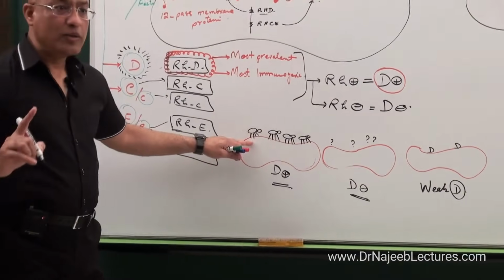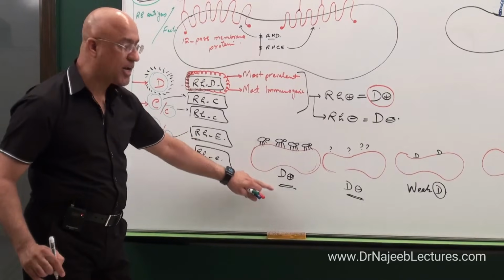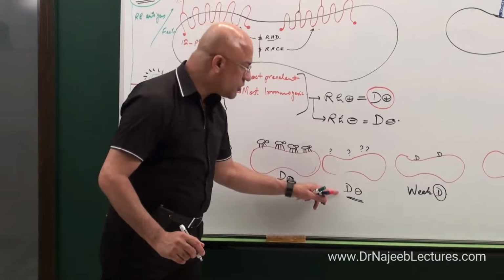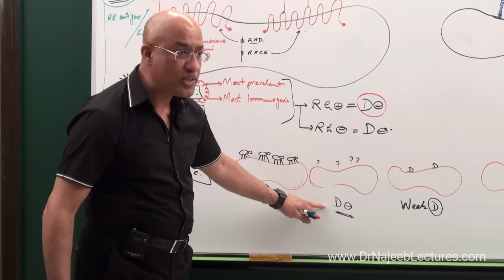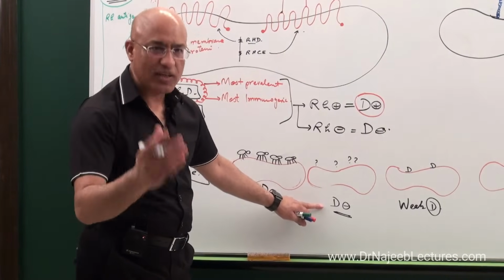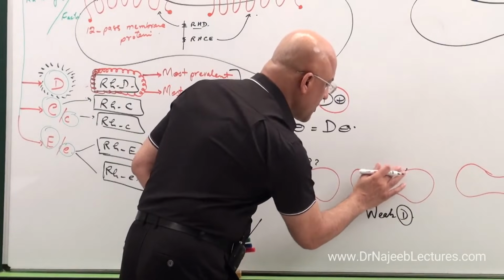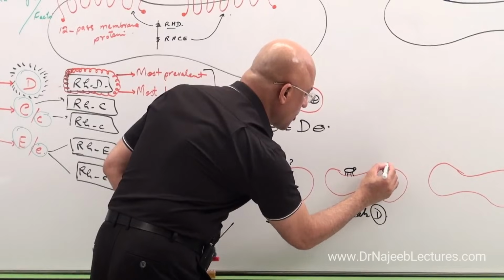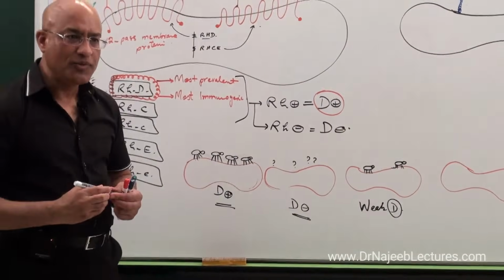These are normal D antigens with high density, and these people are called D positive or Rh positive. These people don't have these dogs, so they are D negative or Rh negative. Now here there are very few dogs. The dogs are normal but very few. So this is called weak D.